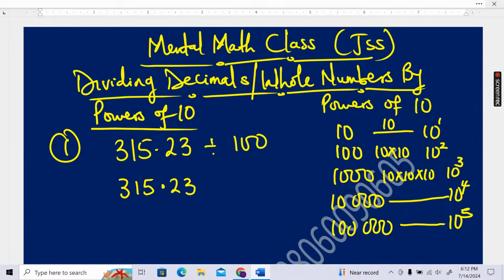So right now we are dividing by 100. 100 has 2 zeros. So we're going to move our decimal point 2 places to the left. So let's move it 1 and 2. Wherever we stop counting, that's where the decimal point will be. So the answer here is 3.1523.